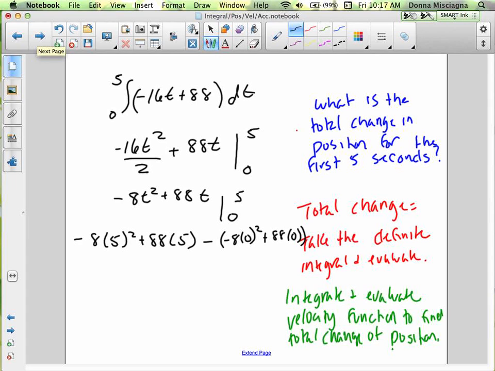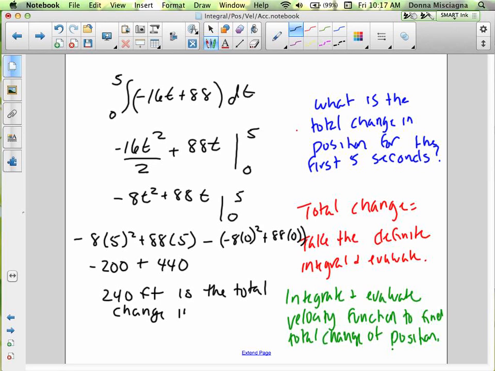So this is going to be negative 8 times 5 squared. So negative 8 times 25 is going to be negative 200, plus 88 times 5, which is going to give us 440. And that minus 0 means 240 feet is the total change in position in the first 5 seconds.